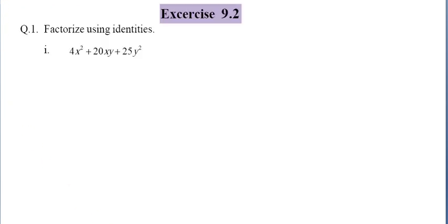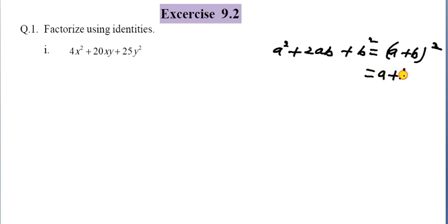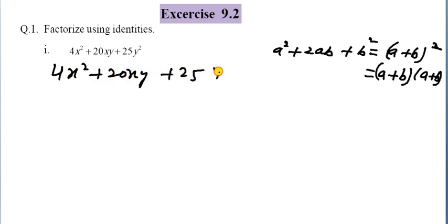Let us see your exercise 9.2. Now come to this exercise and see how to apply the formula in it. First of all, the identity which is used: a square plus 2ab plus b square is equal to a plus b whole square, which is written 2 times, a plus b and a plus b. So how can we do this? Here is 4x square plus 20xy, and here is 25y square.